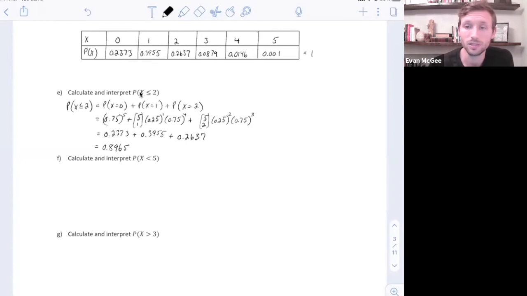Now, the easiest way to do this, like I've said, is to throw this in the calculator using binomial CDF because it is an interval instead of exactly equal to. So I'll write out my calculator statement here and then show you how to do it in your calculator.